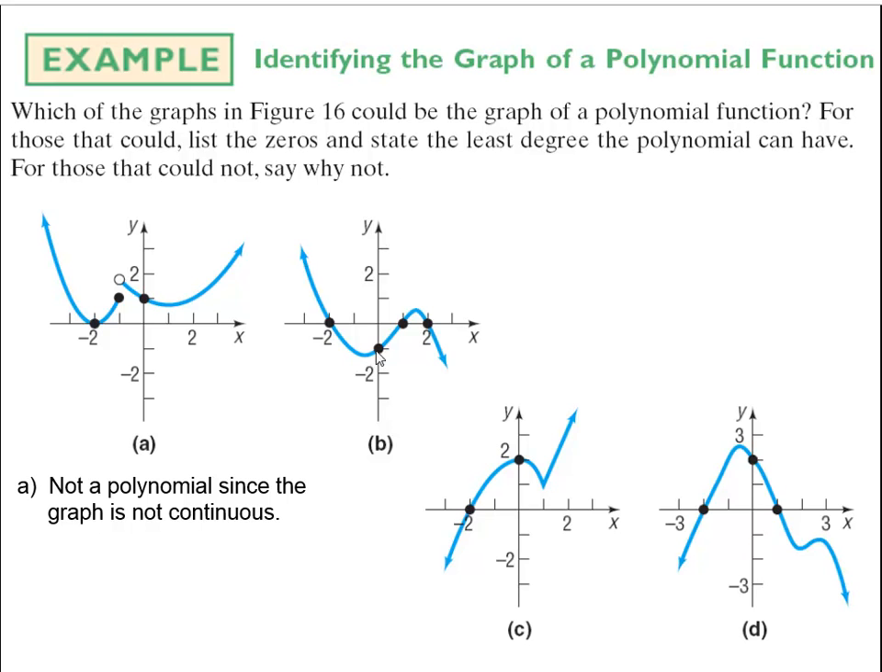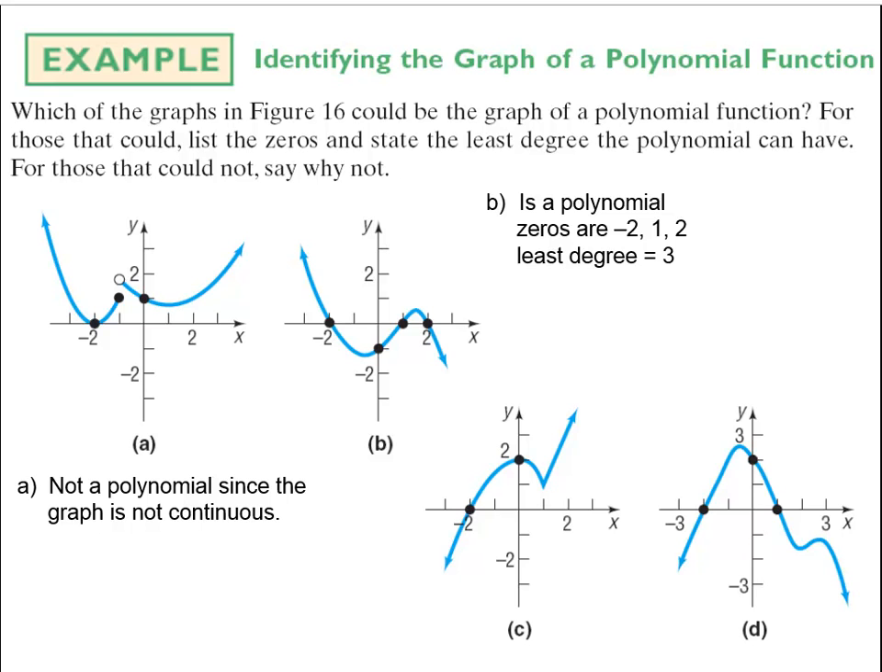And when we look at letter B, it is smooth and continuous, so this could be a polynomial. Looks like the zeros are -2, 1, and 2. And then what's the least degree the polynomial could have? So what I'm going to have to do here is use that turning points idea. Since there are 2 turning points, I would say that this could be a degree 3 polynomial, so that the degree of 3 gives me 3 minus 1, which is 2 possible turning points on that graph.